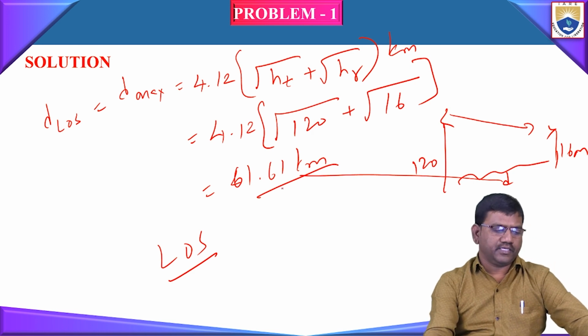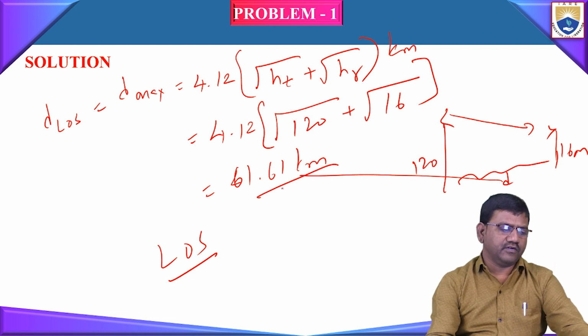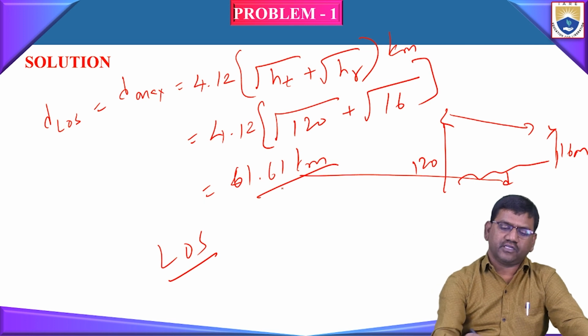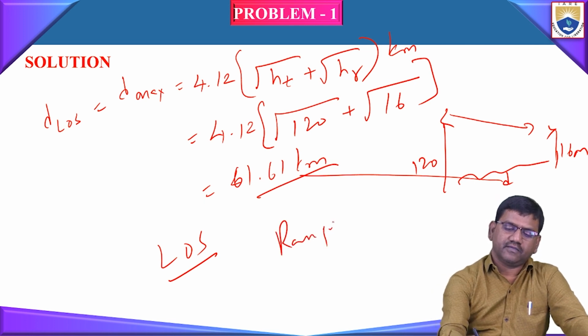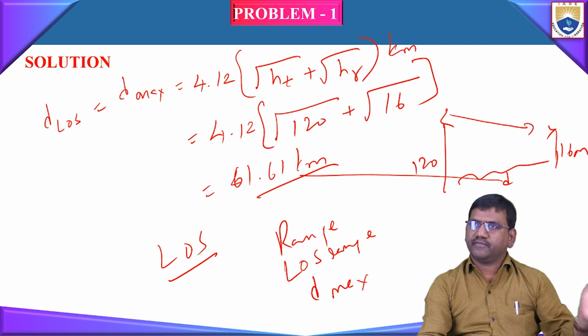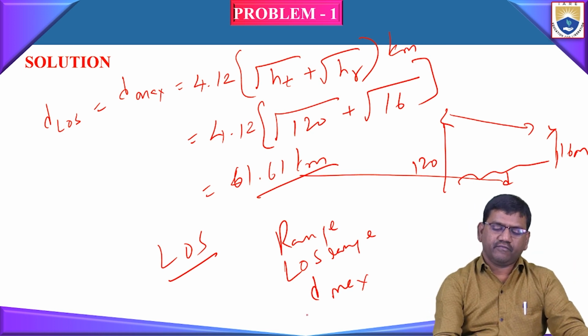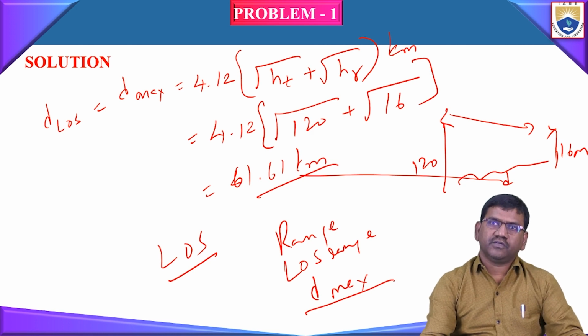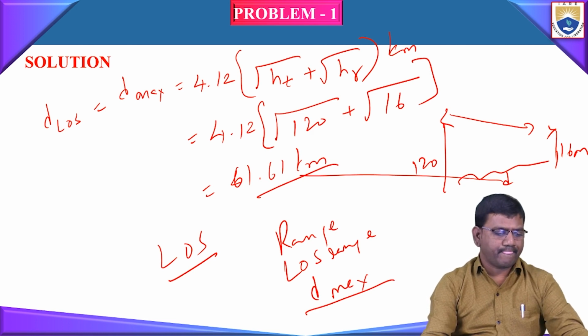61.61 kilometers here. So like this, we need to find out the value of LOS range. We can also call this a range, or LOS range, or Dmax, the maximum distance of propagation. To establish line of sight between the transmitting antenna and receiving antenna, we can refer to it as a range or LOS range or Dmax.